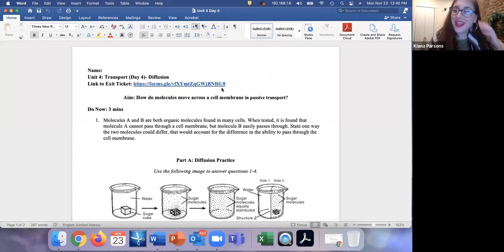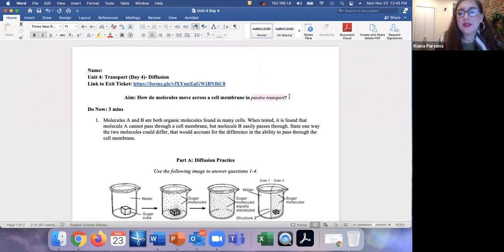Hello, everyone. Welcome to Unit 4, Day 4, and today we're going to continue our discussion of transport and specifically diffusion. So we're going to be talking about passive transport, and we're going to be doing some practice problems with diffusion. So let's go ahead and get into it. All right, so today's aim is how do molecules move across a cell membrane in passive transport?